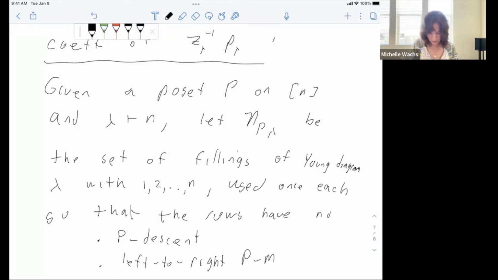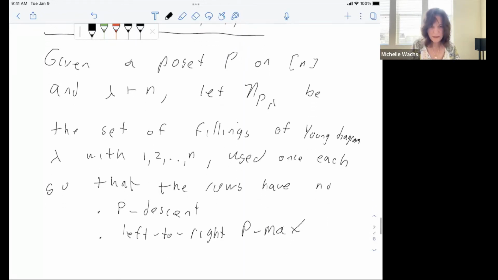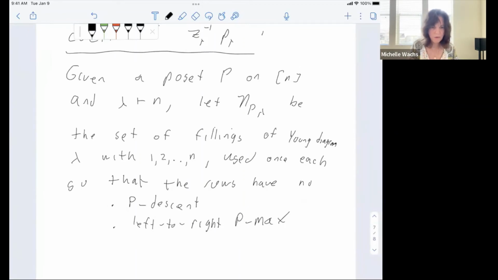P maximum. So if the length of lambda is 1, then we're just talking about permutations in NP. So this is like P tableau, only there's no condition on the columns. When we were talking about P tableau, we required no P descent in the columns. Now we're talking about no P descent in the rows, and we have this extra condition that there's no left to right P maximum.